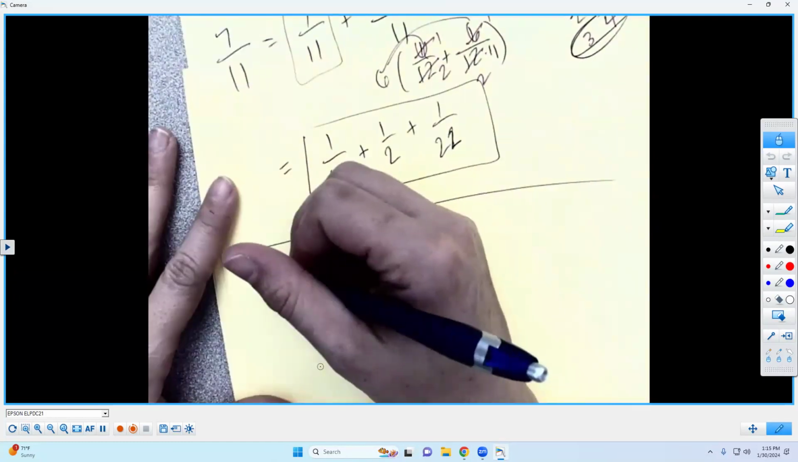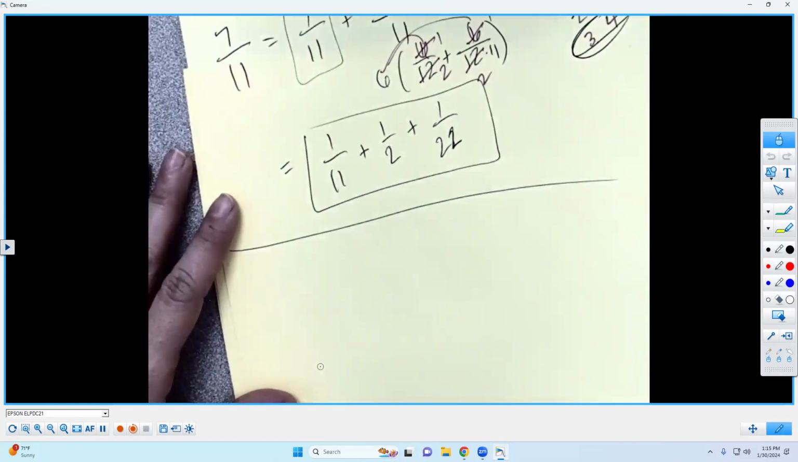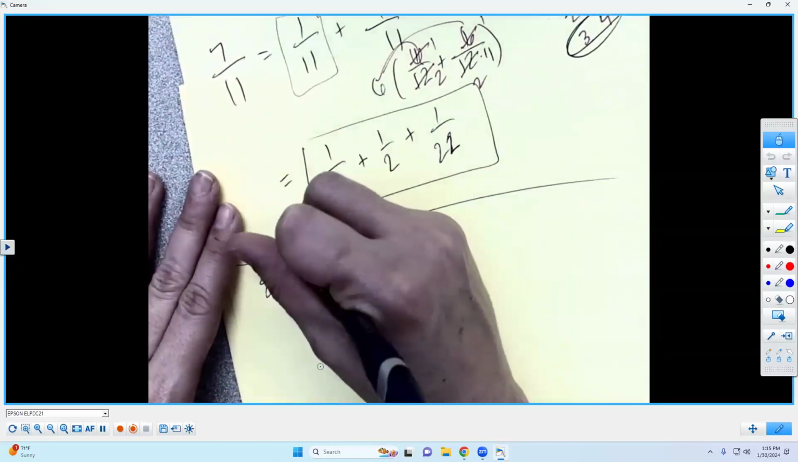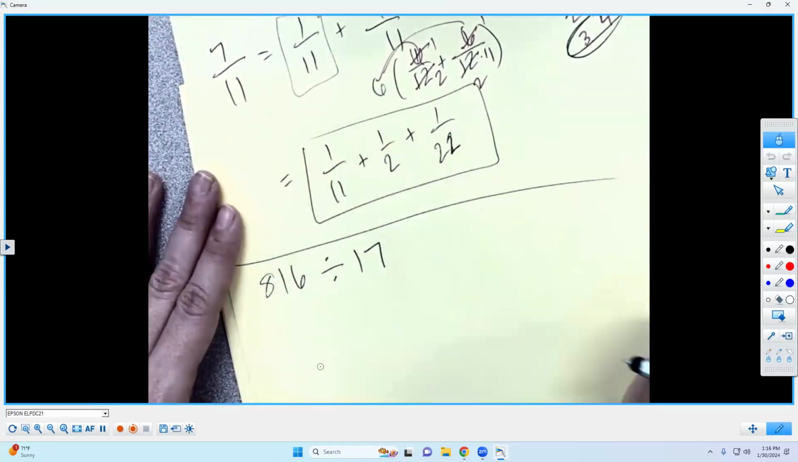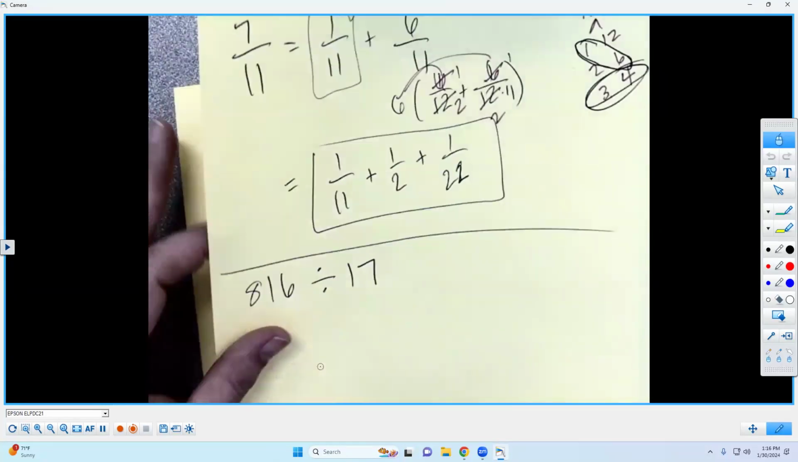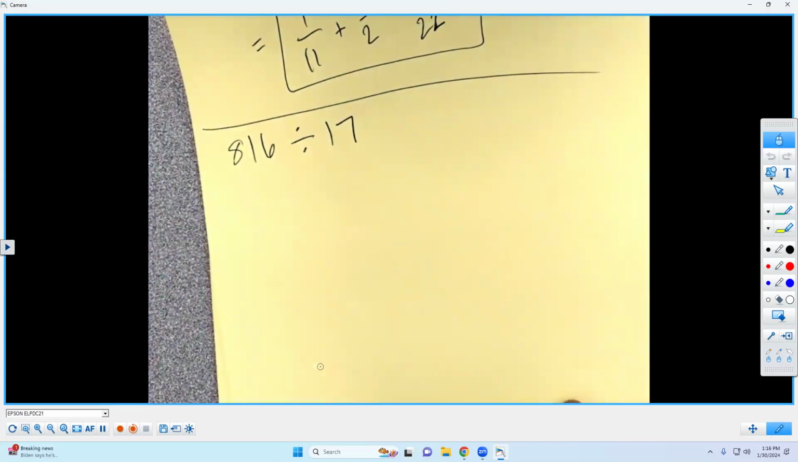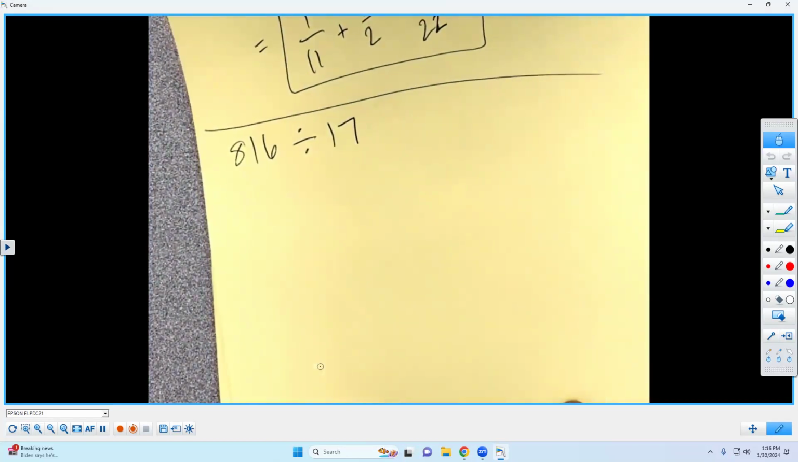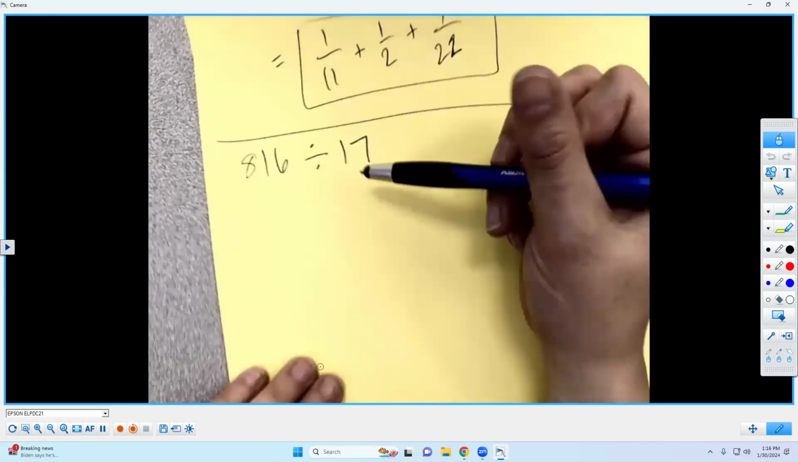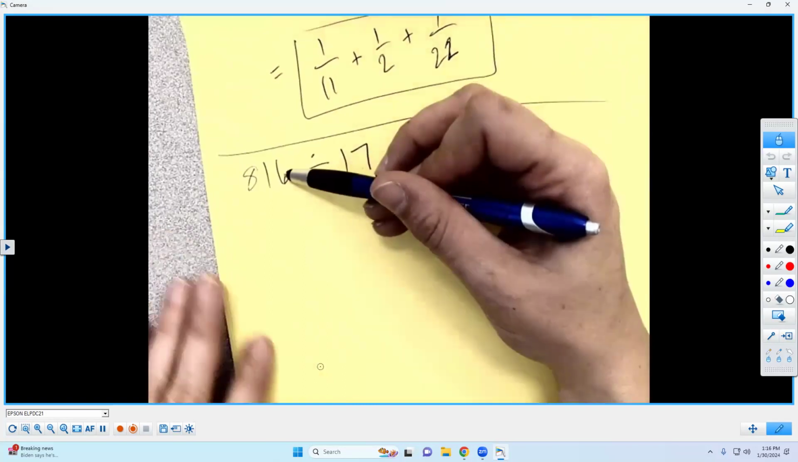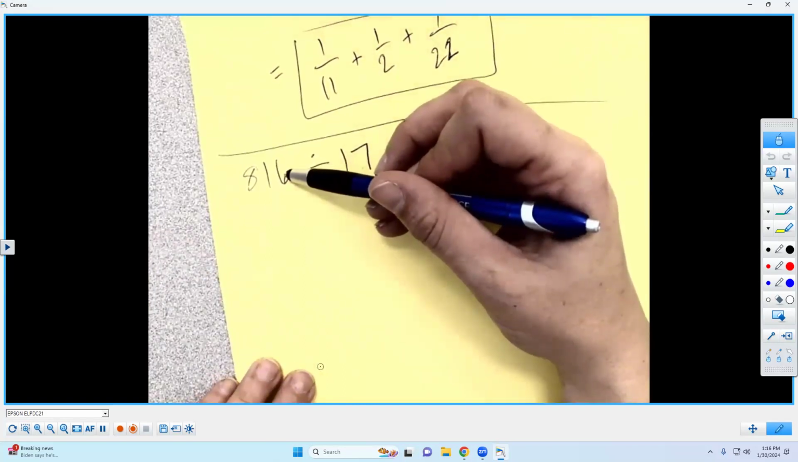Let's do one that works out nicely. I'm making up a problem. Let's do 816 divided by 17. This one divides evenly. So this is where I take 17 and I double it until my right side adds to be 816.